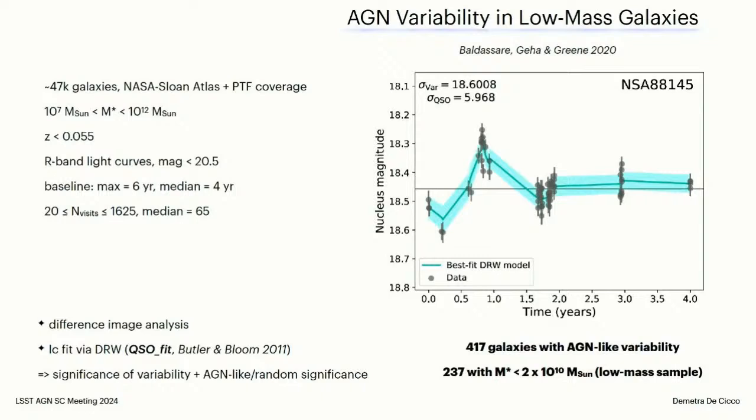On average, they have a median baseline of 4 years and a median number of 65 visits. They use difference image analysis to fit the light curves by means of a damped random walk model, and then they obtain a probability, a significance for the source to be variable, and for this variability to be AGN-like or random variability. You see an example of their light curves here. They find a sample of more than 400 galaxies, and more than half of them have stellar masses below 10^9 solar masses, so they can be considered as low mass AGN.